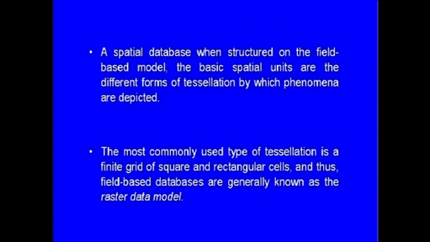A spatial database, when structured on the field based model, has as its basic spatial units the different forms of tessellation by which phenomena are depicted. The most commonly used type of tessellation is a finite grid of square and rectangular cells, and thus field based databases are generally known as the raster data model.